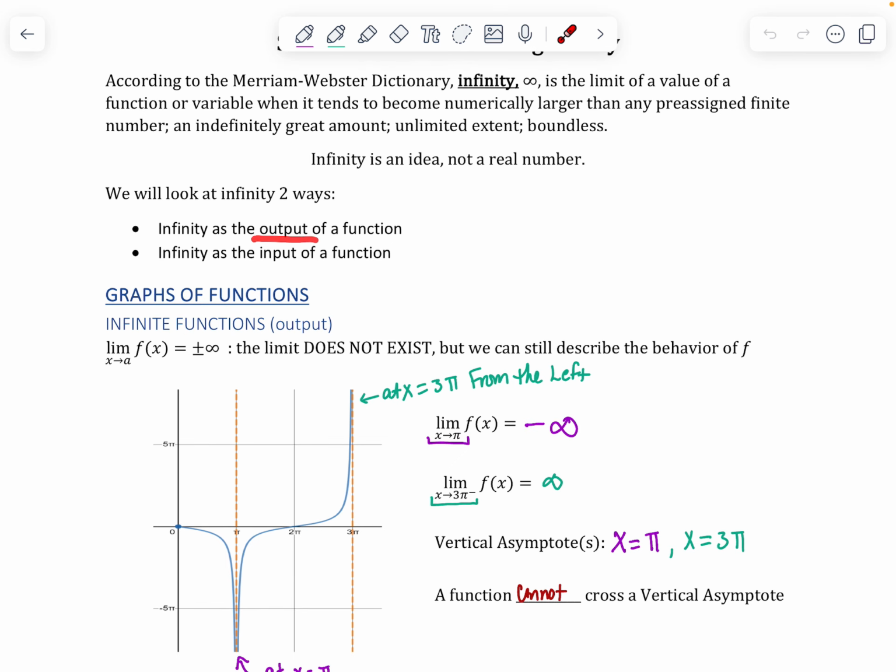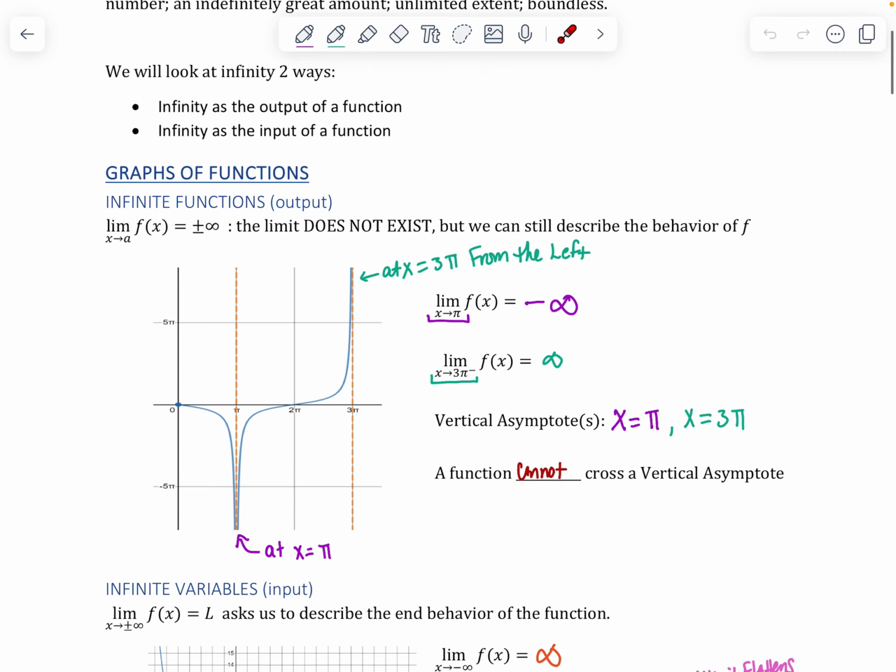Today we're going to look at infinity two different ways. First as the output of a function and then as the input of a function, and we'll use that throughout this section. So let's go ahead and start talking about infinity as the output of a function.